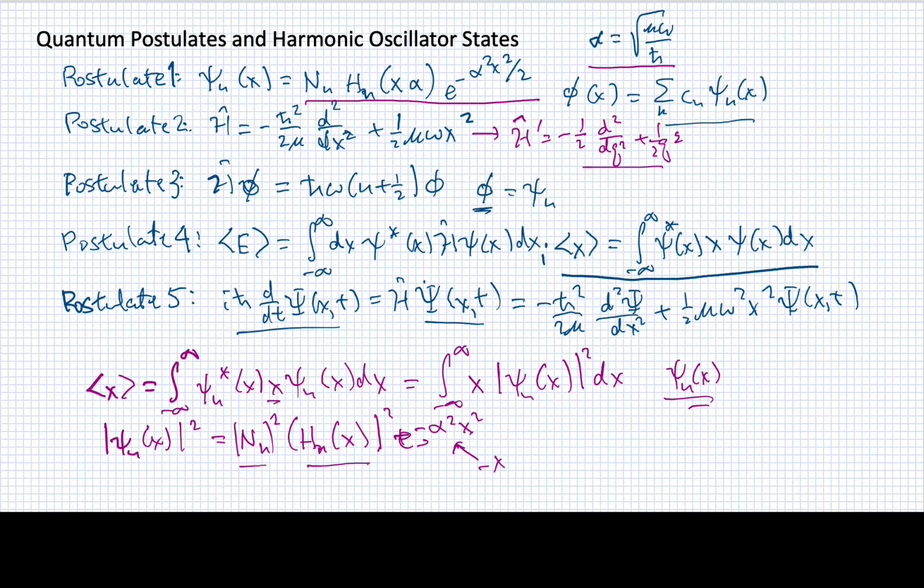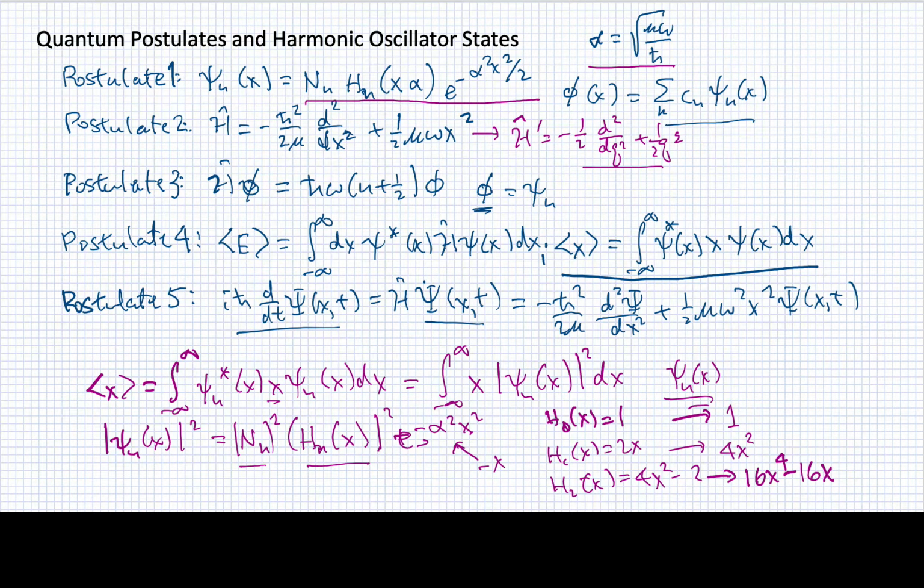Well, I'll remind you that the Hermite polynomial for 0 is equal to 1. For 1, it's equal to 2x. For 2, it's equal to 4x squared minus 2. And you can see that if I square each of these, if I square the first one, that's just 1. If I square the second one, that's 4x squared. If I square this one, I'll get 16x to the 4th minus 16x squared plus 4.